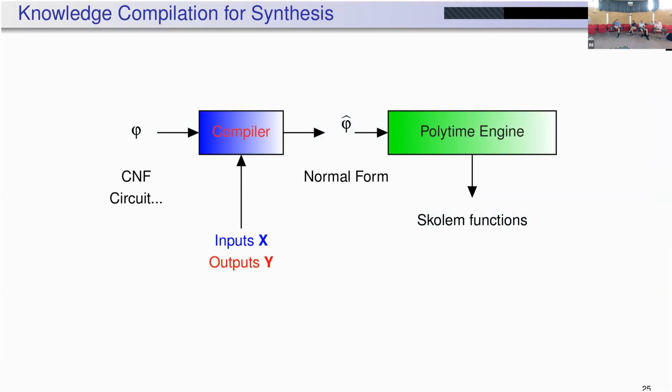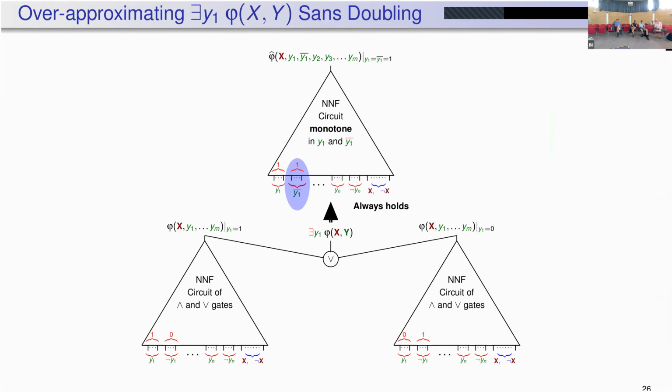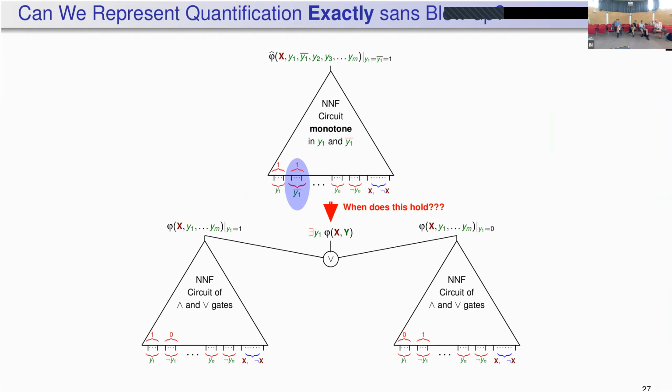So this is what knowledge compilation tries to do. We take our input specification, which could be in whatever form. We take an identification of what are the inputs and what are the outputs, and then we compile the formula into a special form, such that after that, generating Skolem functions is easy. And it really comes from here. We've already seen that this always holds. So we're asking what is this?